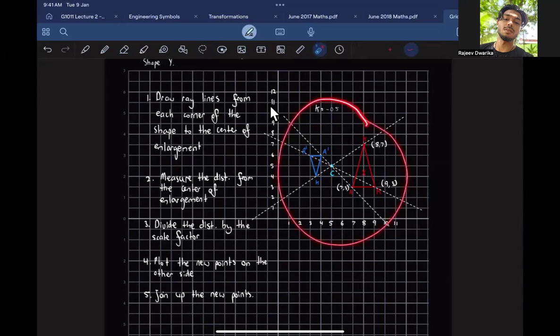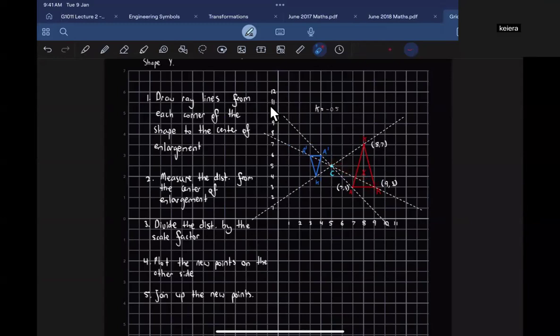So in this example, since the scale factor was a half, let me just forget about the negative. It was a half. Since it was a half, what do I do to my length, my distance? Yeah, halve it. Right, so I multiply my distance by a half, right?